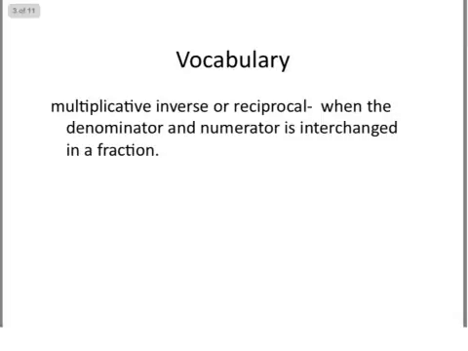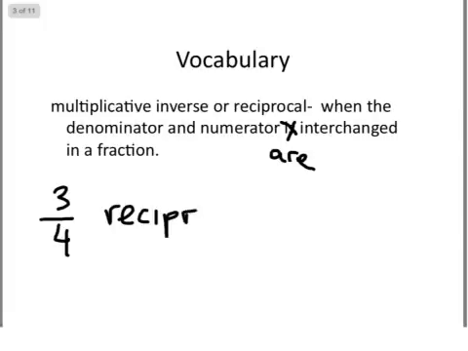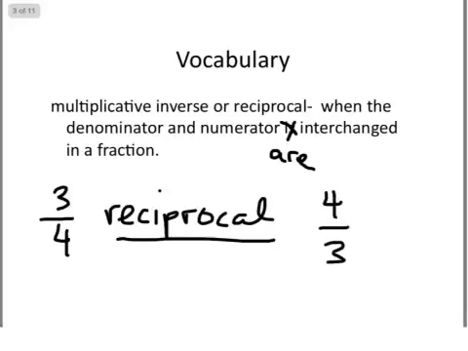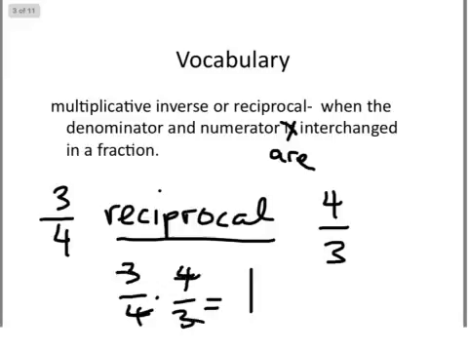Our vocabulary today is the multiplicative inverse, or reciprocal, and it's when the denominator and numerator are interchanged. That might be better shown in a fraction here, sorry about that. So what you'll see is that 3/4 has a reciprocal, and the word reciprocal could also be called the multiplicative inverse, and then we get 4/3. The reason why it's called the multiplicative inverse is because when I multiply 3/4 by 4/3, I get 1. These cross cancel and I have that. So that's our only vocabulary word for today.